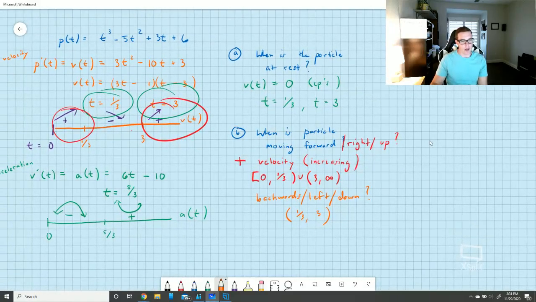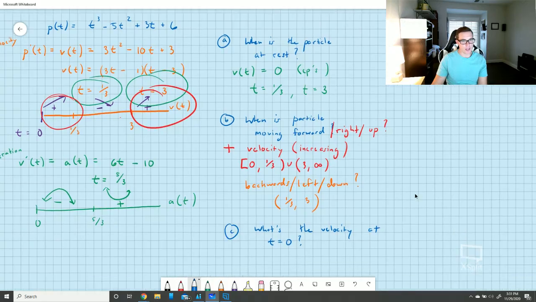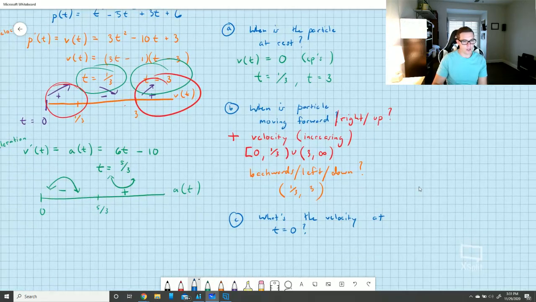And then other questions I could ask you would be like, what's the velocity at time 0? So for example, what's the velocity at t equals 0? Plug 0 into the velocity function. So we have my velocity function over there. V of 0 is 3.